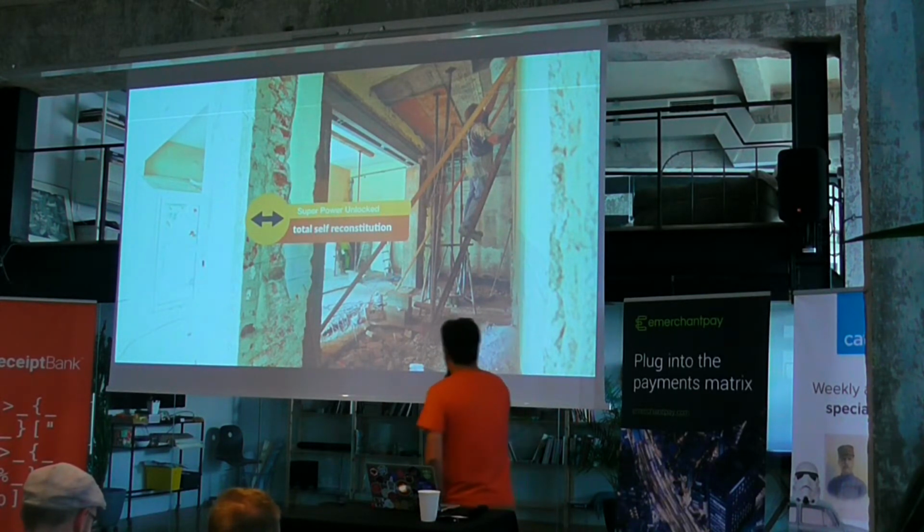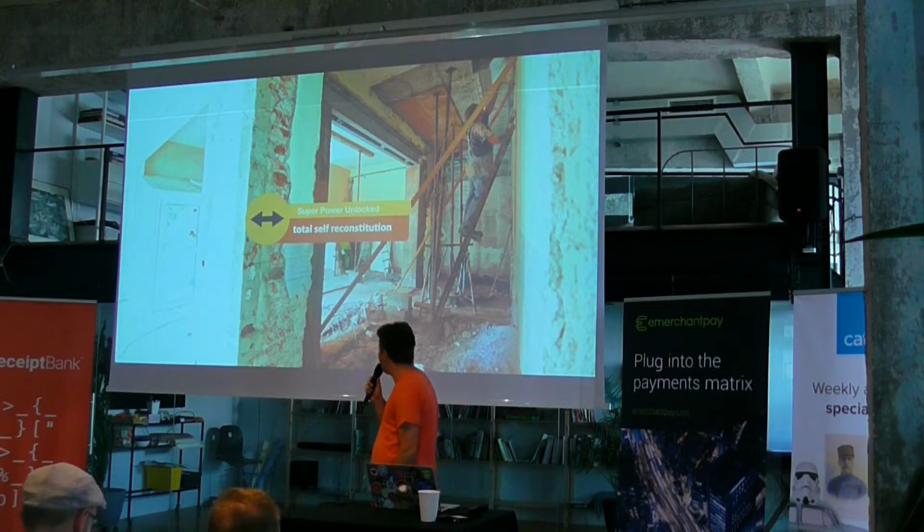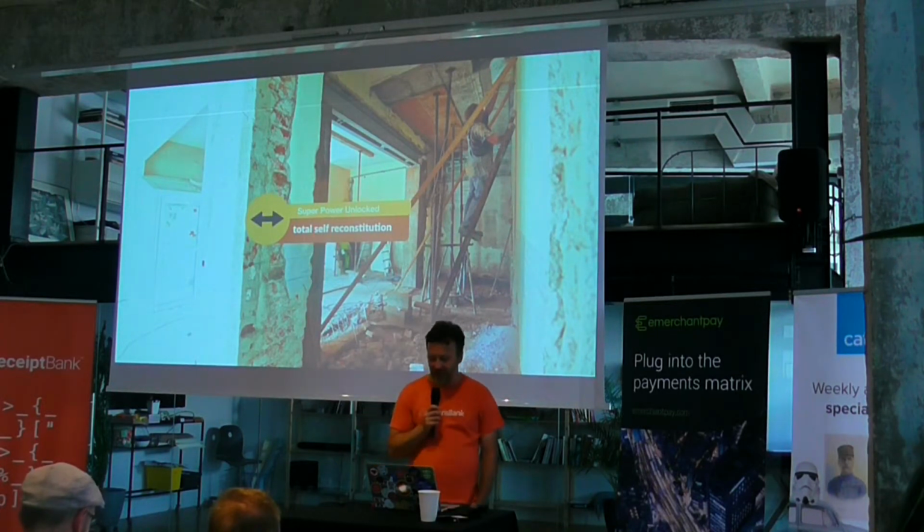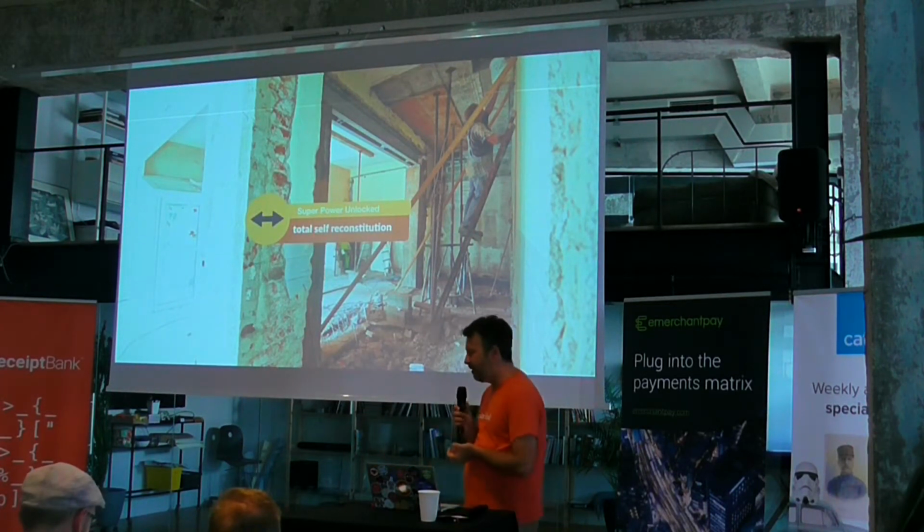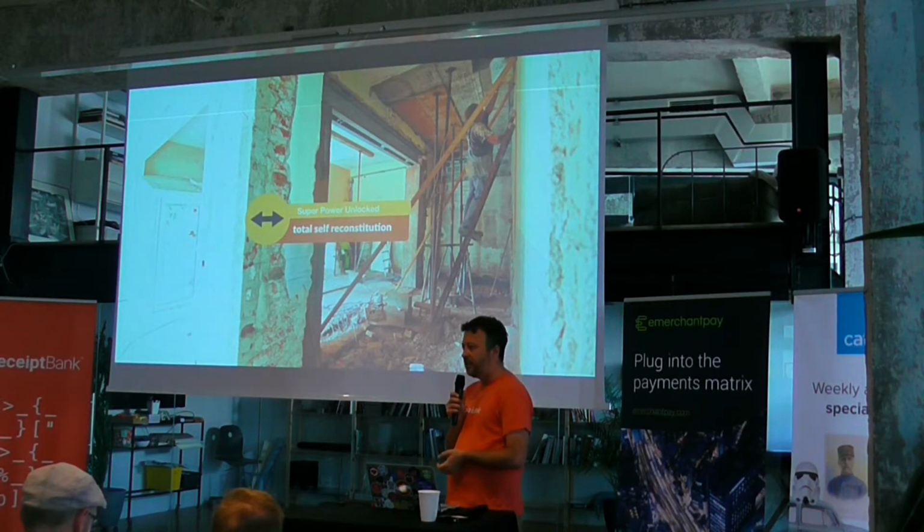One of the other superpowers is total self-reconstruction. I already talked about it. This is the ability to just wipe your data, wipe your state, and reconstruct it any way you want. So I will not dwell on this.